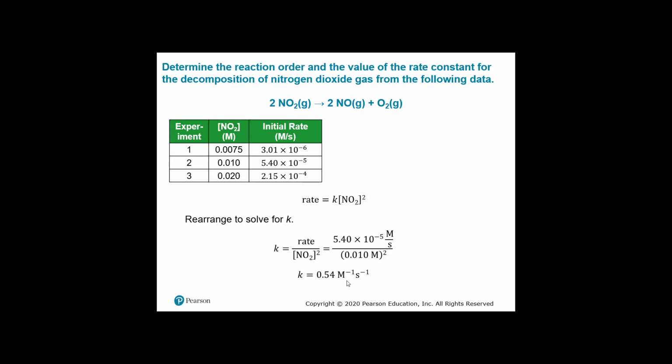Okay, so now that we solved for the reaction order, we know it's 2, we plug that in, we can now solve for K. And by solving for K, we set this up, we take the information from experiment 2, and that is going to give us our rate constant K.